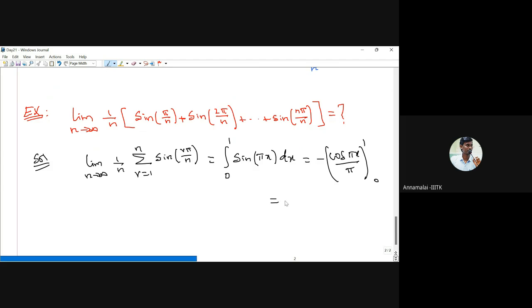Now, you can take minus 1 by pi outside. Cos pi value is minus 1, minus cos 0. Cos 0 is 1, so that is minus 2. Therefore, minus 1 by pi times minus 2 gives plus 2 by pi. Therefore, the value of this limit is nothing but 2 by pi. Simple. Okay, so we will discuss one more problem.